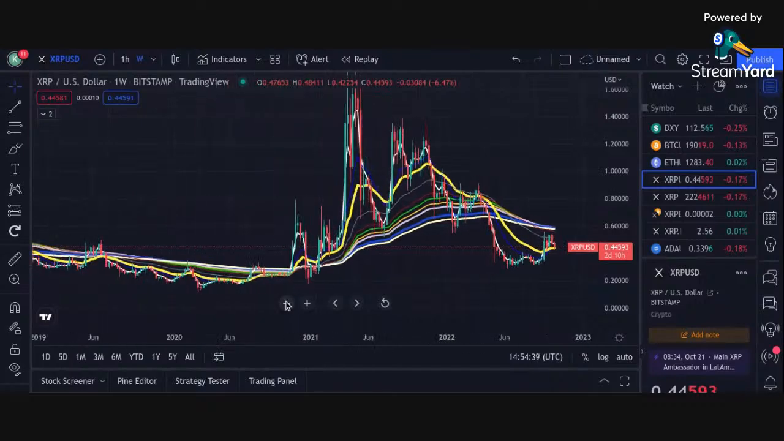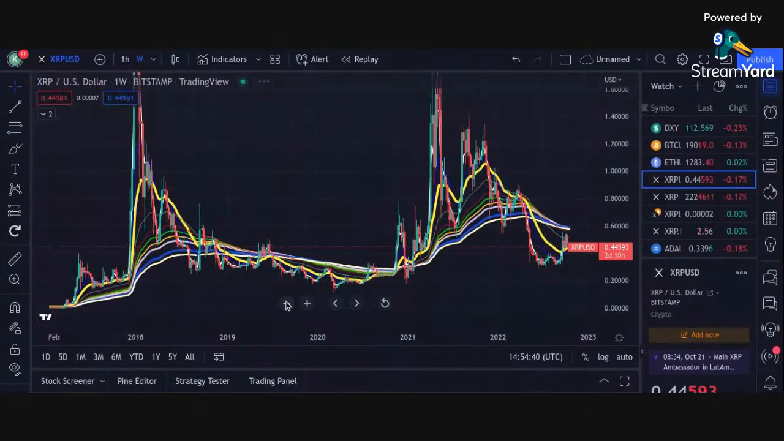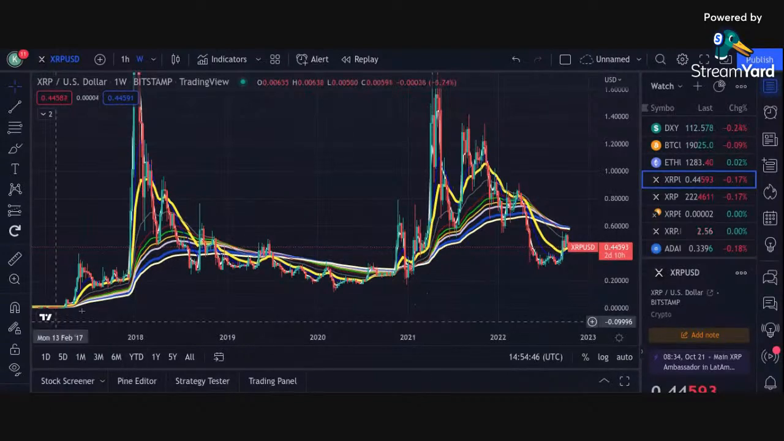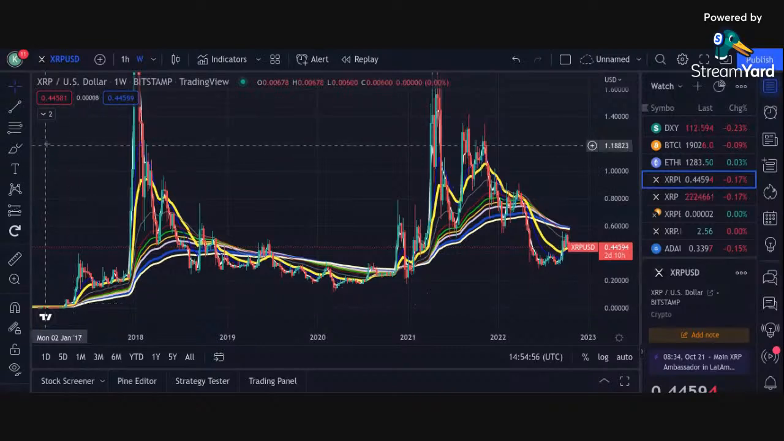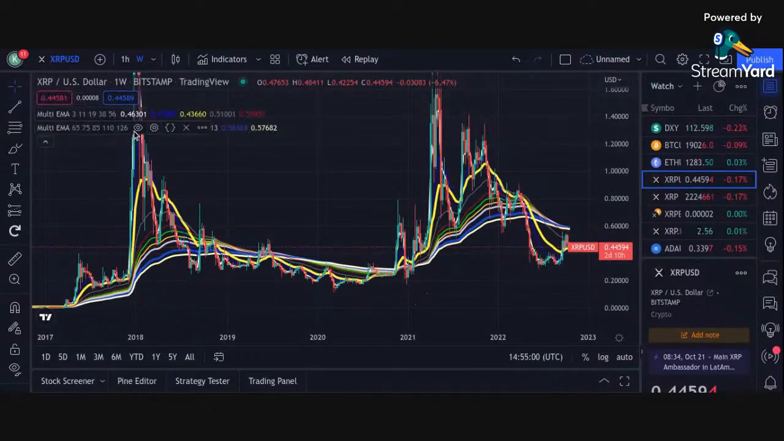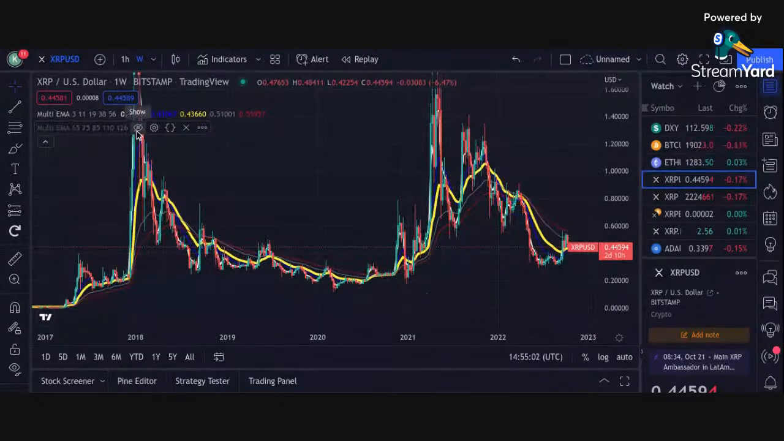If I zoom in, we can go back and look at a broader section of it. This has been the history of this asset going back to 2017. The important thing to look at is the accuracy of what I am trying to advocate here, which is identifying the trend based on the 19 exponential moving average. Anyone following knows that the 19 is this yellow line.